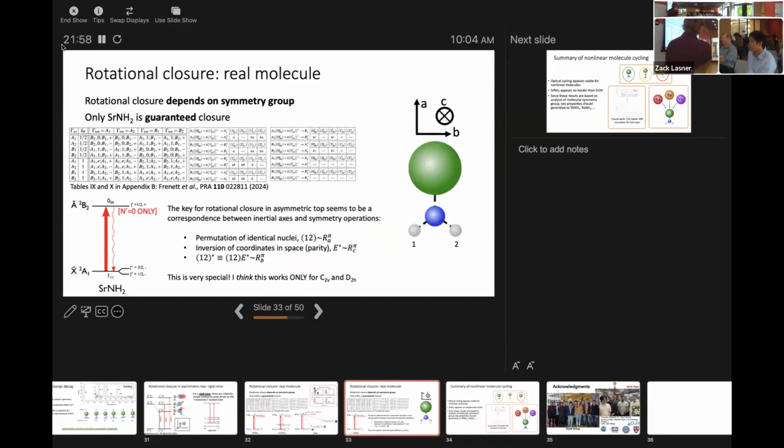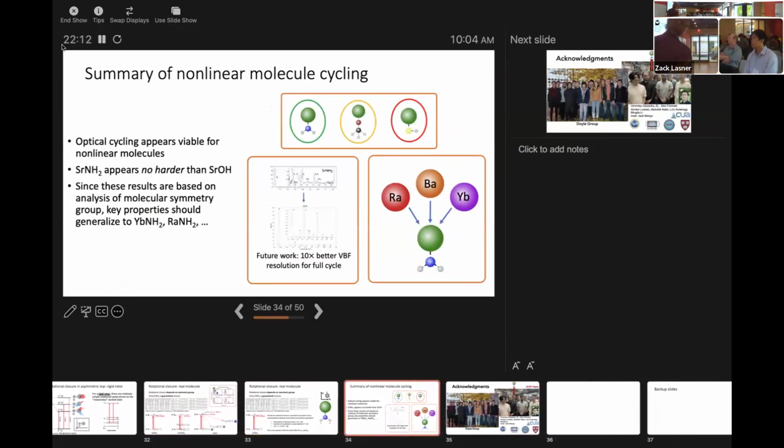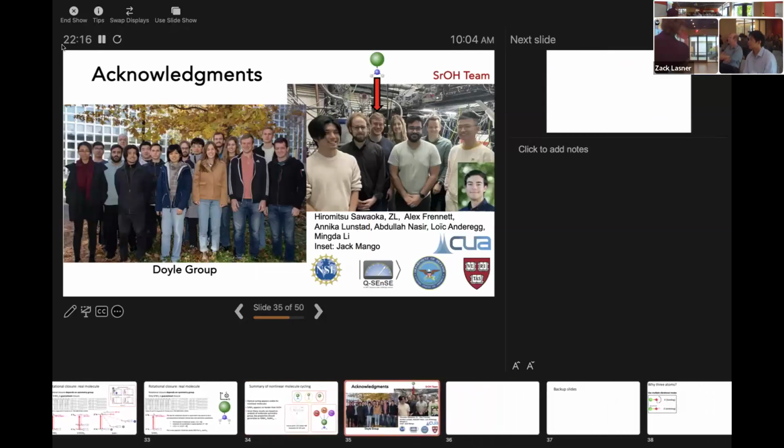The statement is not obvious, I would say, but I suspect this actually only works for things like SRNH2, or if you copy the NH2 on the other side, that would be this D2H group. But this is a very special property. So I just went through this quickly. I'll skip that summary. So I want to acknowledge the SROH team.